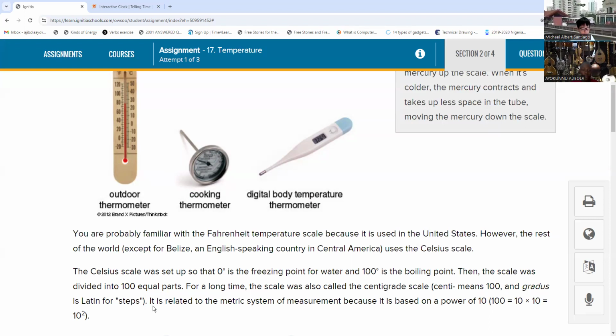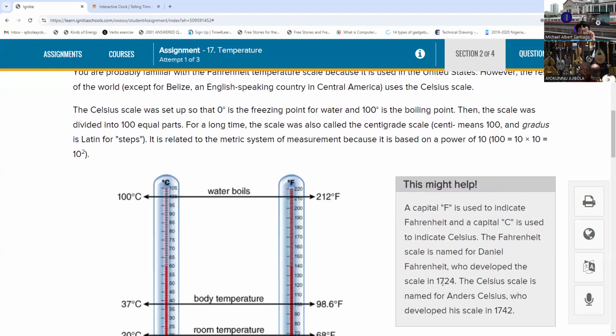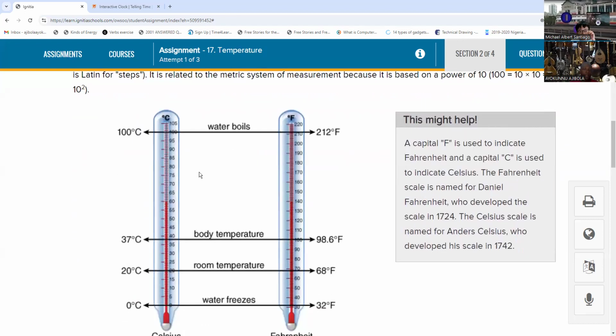So for grade, it is related to the metric system of measurement because it is based on the power of 10, which is 100 equals 10 times 10, which is 10 squared. Then we look at this. Water boils at 100 degrees Celsius, which is 212 Fahrenheit.